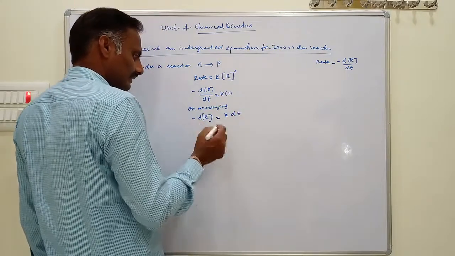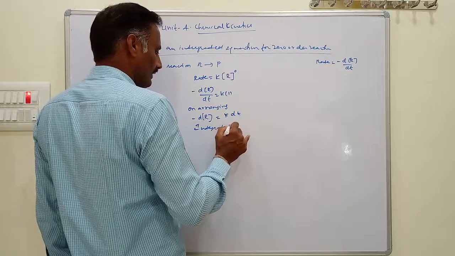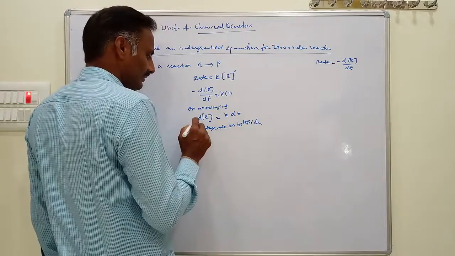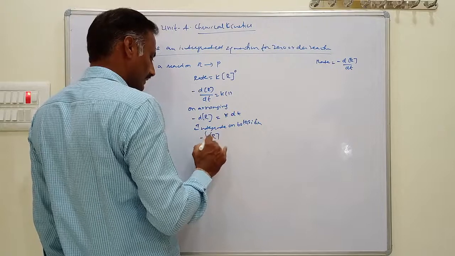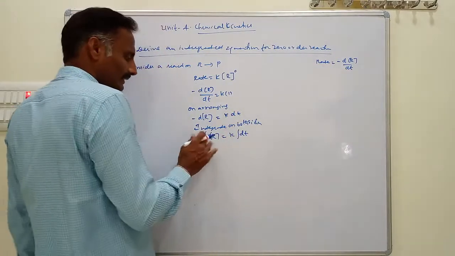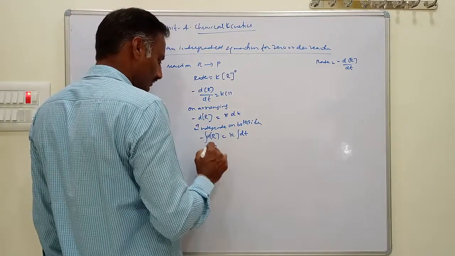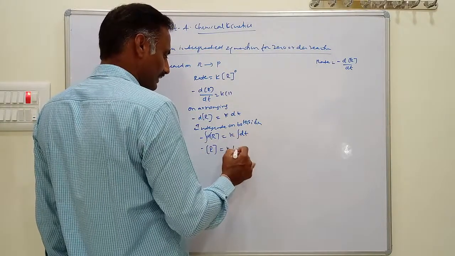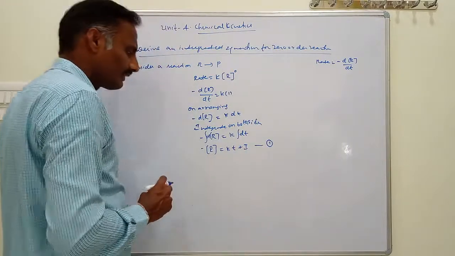Here, integrating on both sides, the integration of minus d[R] equals k times the integration of dt. The integration of minus d[R] is nothing but minus [R], equal to k, and the integration of dt is nothing but t, plus I, the integration constant. This is equation 1.